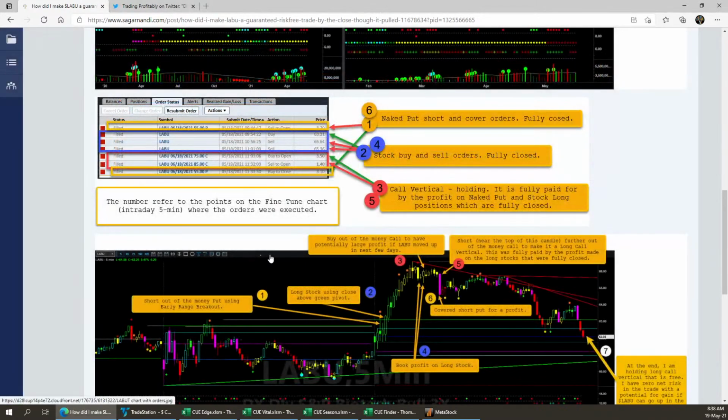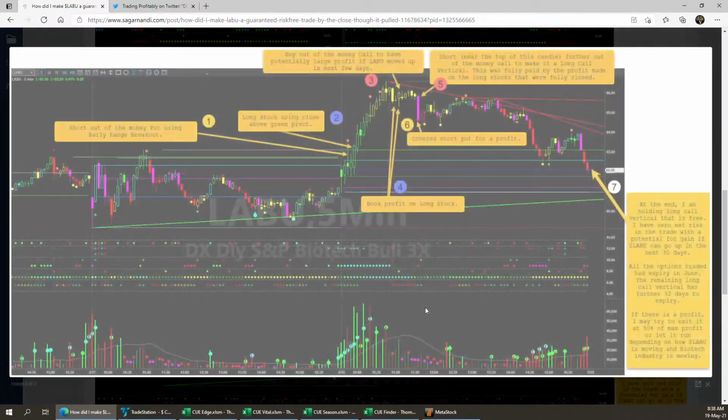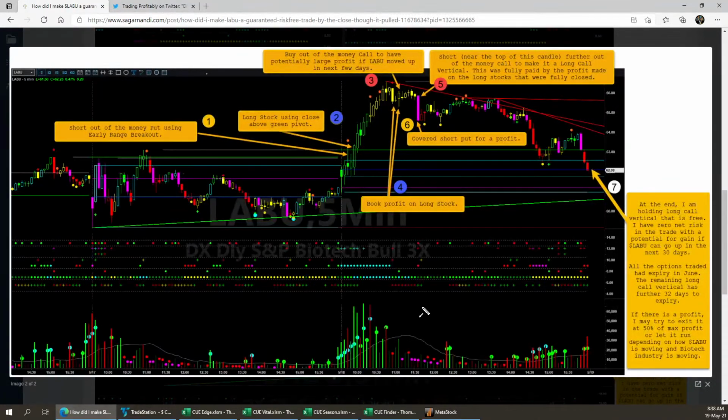I aligned these markings of the orders 1, 2, 3, 4, 5, 6 with the Q fine tune chart to show exactly how I traded. So this was Labu. When it broke above early range high, I shorted the put. Remember last time also when I initiated my trade in Labu, that was also short the put.